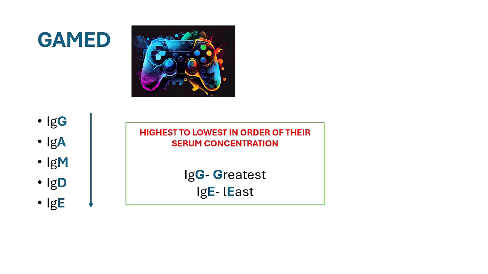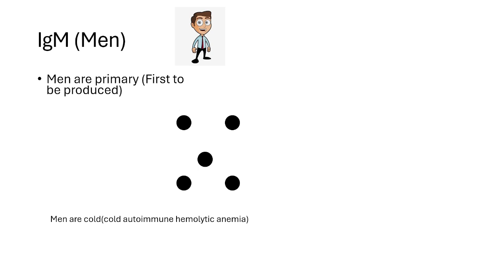So IgG is the highest in serum, followed by IgA, then IgM, and both IgE and IgD are kind of similar. They are the least, but it is said that IgE is the least, and you can memorize it because in least there is the E, so that stands for least. So this can be a very helpful trick to memorize this.